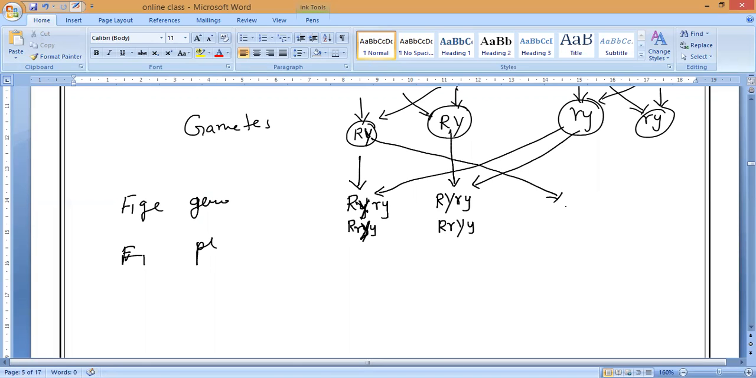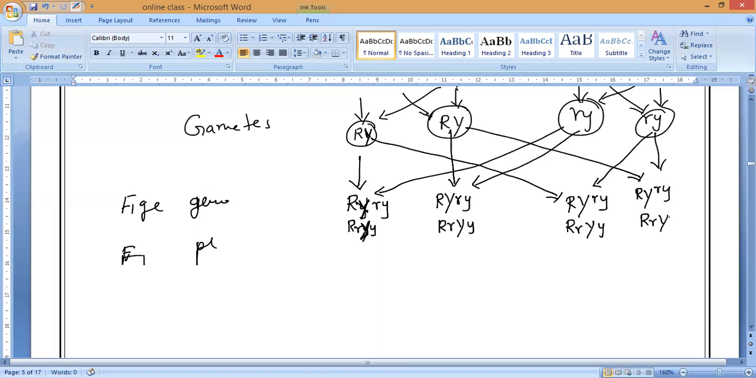Next, this one, you can type. What will come here? Capital R, small y, capital Y. And this one, what will come? Small r, small y. So again, if you rearrange, capital R, capital Y, small y. Next, last one, everybody tell me what is that? Capital R, capital Y. And this one? Small r, small y.